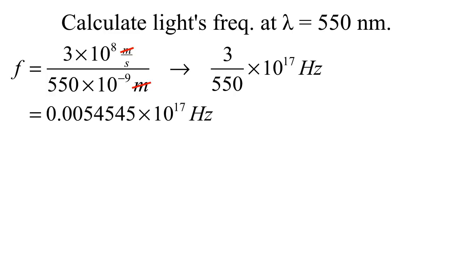The quotient 3 divided by 550 is the same as this one. So that's this decimal fraction over here, and I haven't done anything with the 10 to the 17 or the 10 to the hertz, not yet. So 3 divided by 550, that's about 6 divided. So this is about 0.006, 0.005, somewhere in there. You do it out on your calculator.